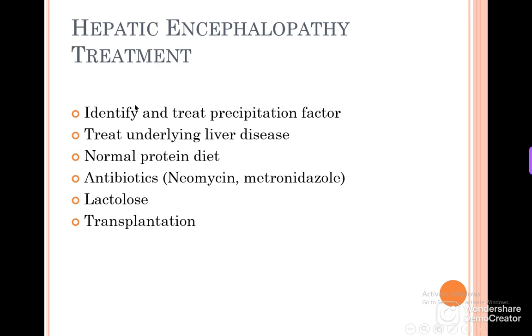Now management, this is the problem. Identify and treat the precipitating factor. If it is there, write it down.